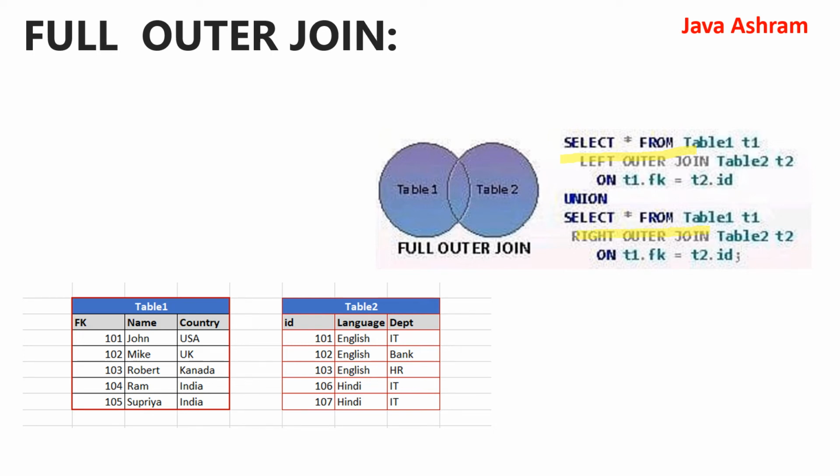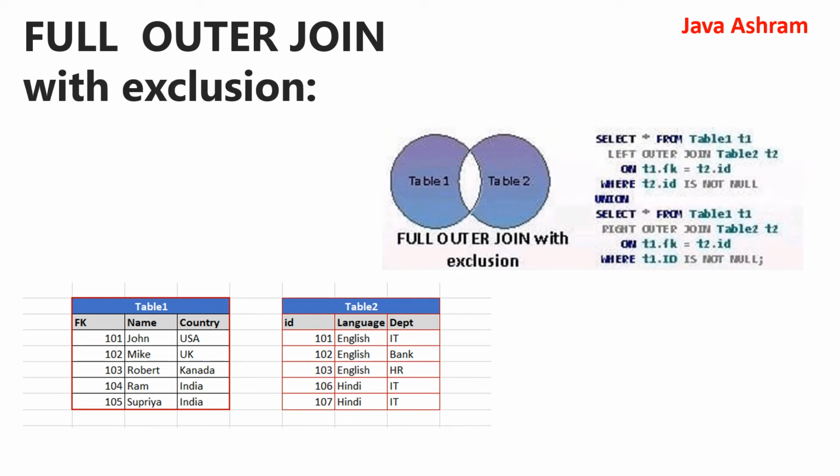And the main query will be executed here, that is union. So we will put union here to get a full outer join, meaning the left outer join plus the right outer join, union, is called full outer join. So you will get the data from both the tables without any condition. Okay, let's go to the next.